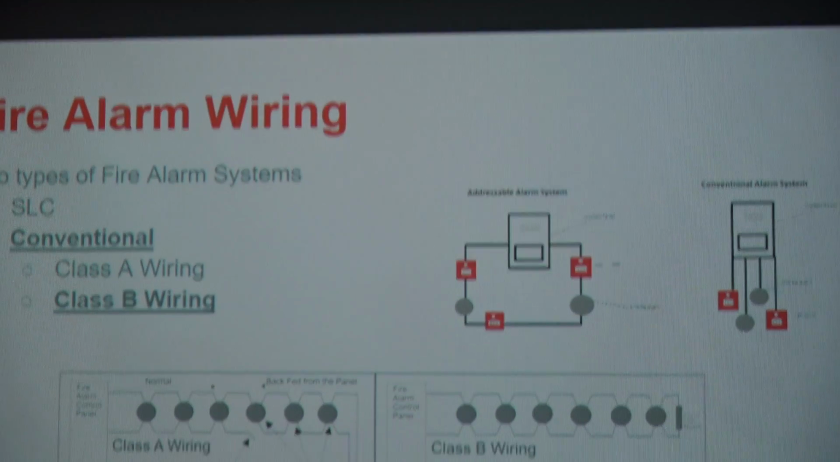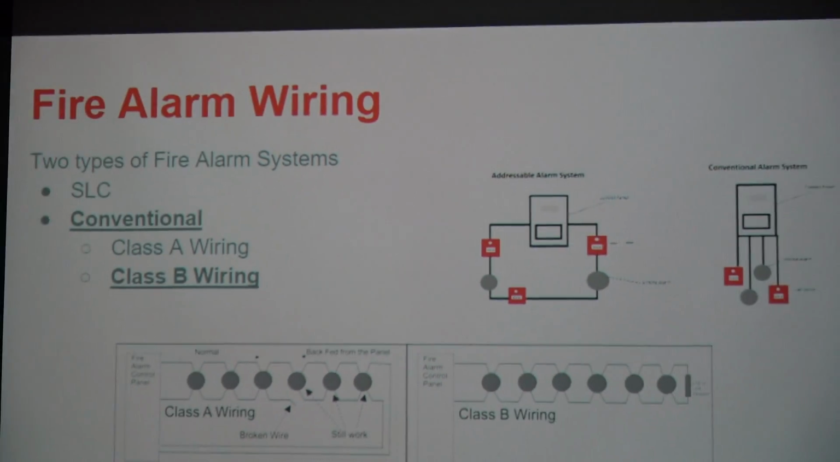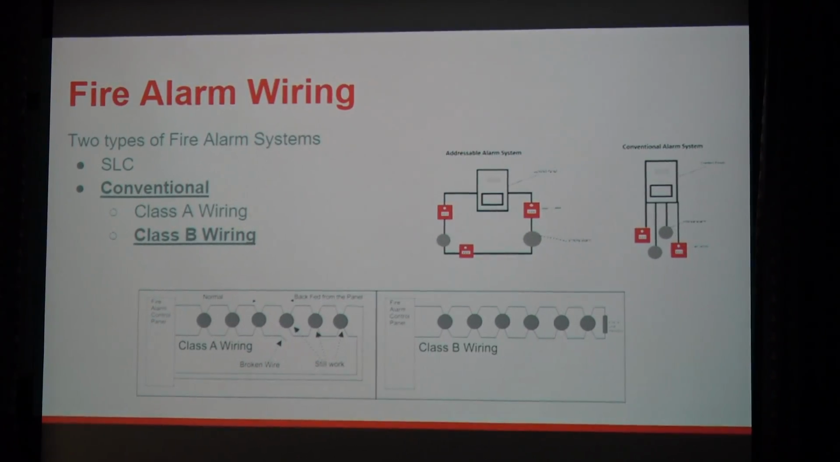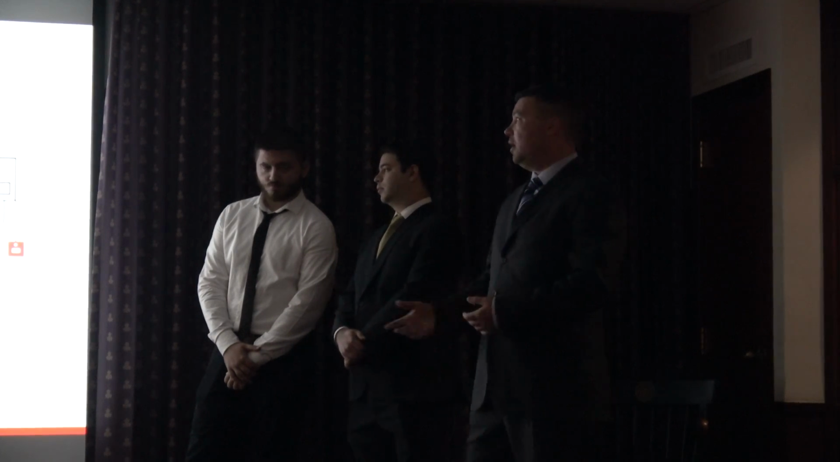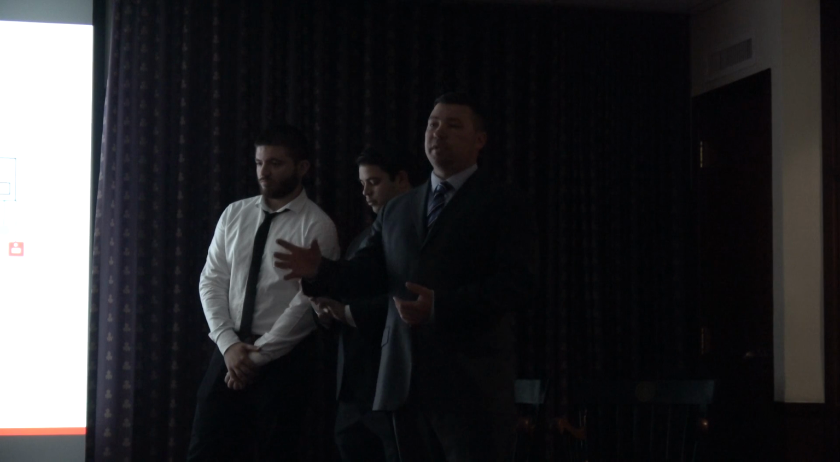Two types of fire systems are the SLC and conventional. We use the conventional. You can see in the diagrams that in the conventional system, once you're notified of a problem, it's going to just give you a particular zone, not a specific indicator, whereas an addressable alarm system is going to give you a specific detector.